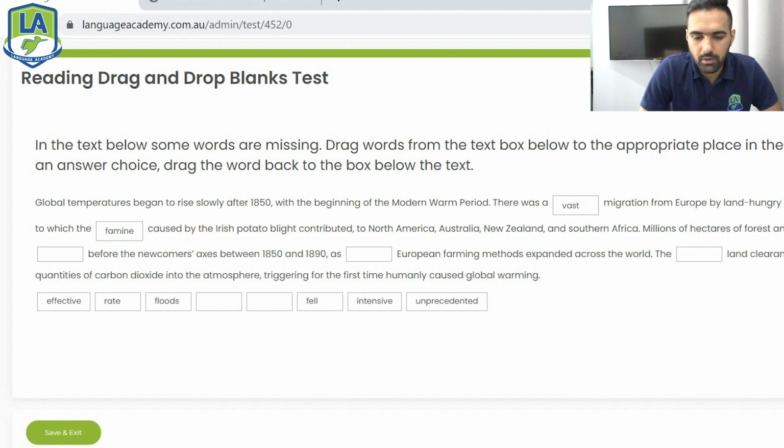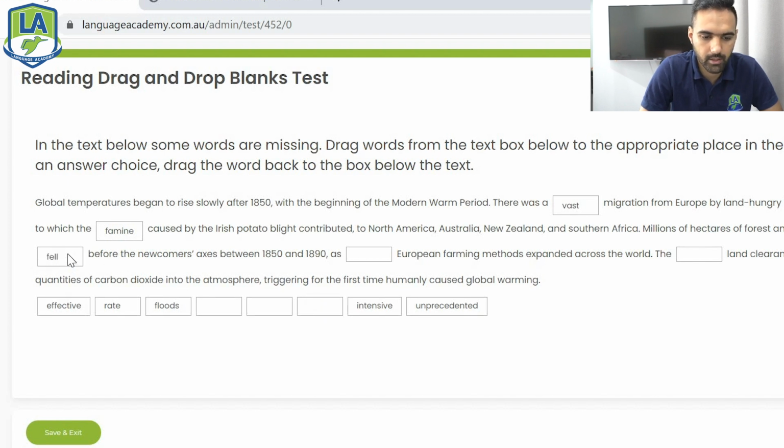Millions of hectares of forest and woodland dash. What will happen with forest? With the axes. An axe is a tool which is used to cut trees, right? What will you do to a forest using an axe? You will cut it off. What is the right word? Fell. Forest fell before the newcomers' axes between 1850 and 1890.